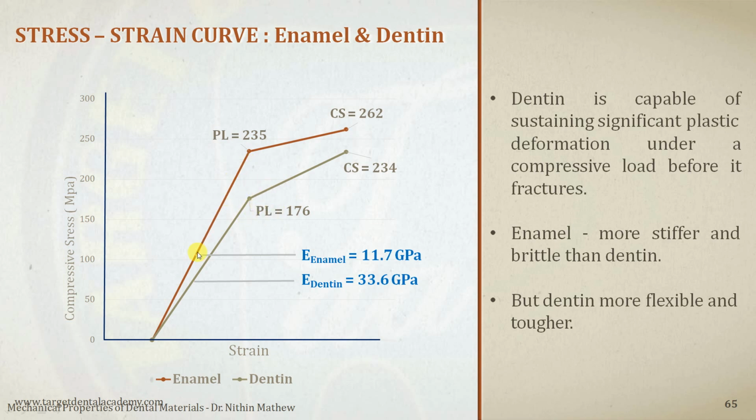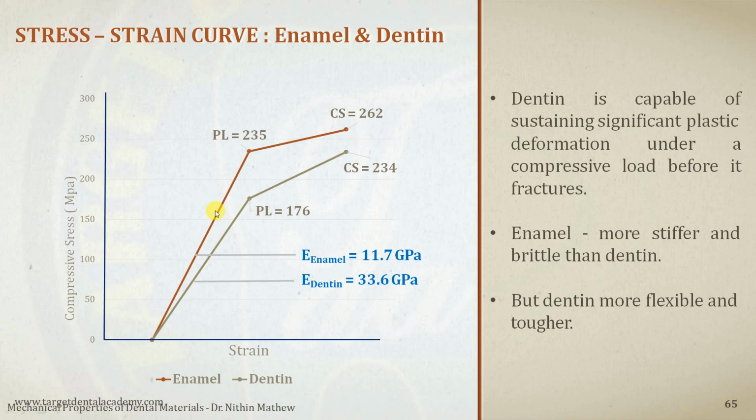And enamel is stiffer. Plastic deformation, as I have told you, is when you apply a force and, after a certain extent, you remove the force, and the object remains distorted. It will not come back to its original form or shape. So in dentine, when you apply the force, it is capable of sustaining significant plastic deformation. After this, it tends to get deformed. When you remove the force, it will not get back to its original form.